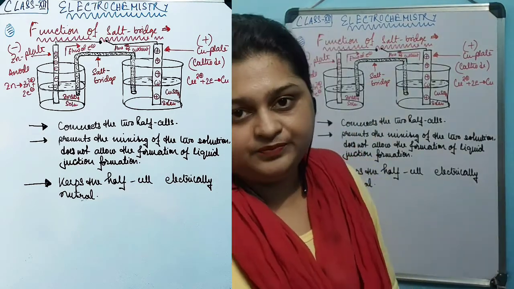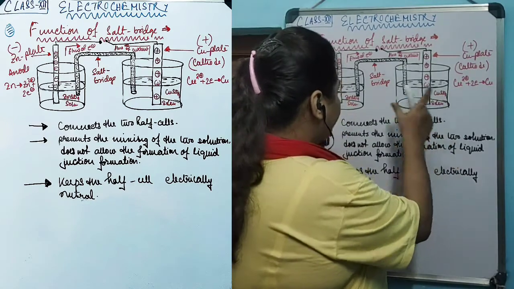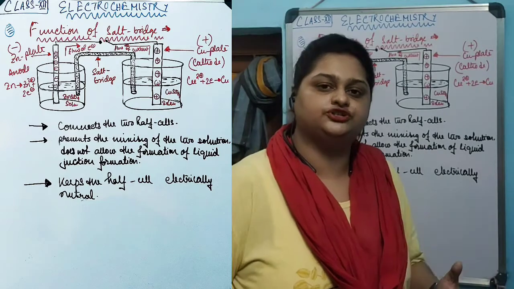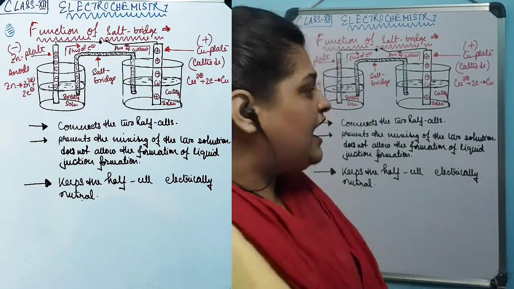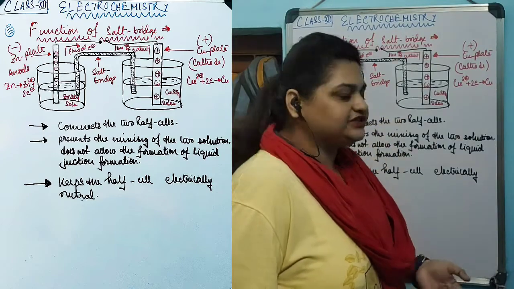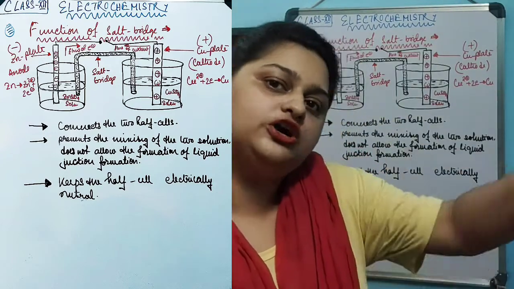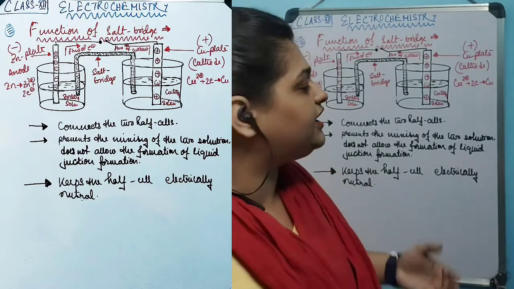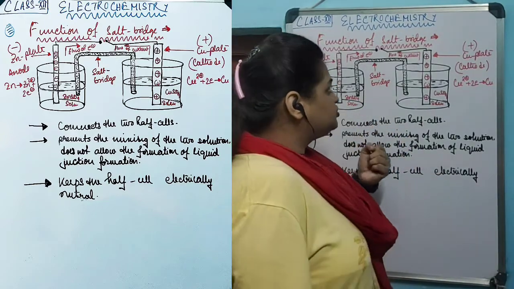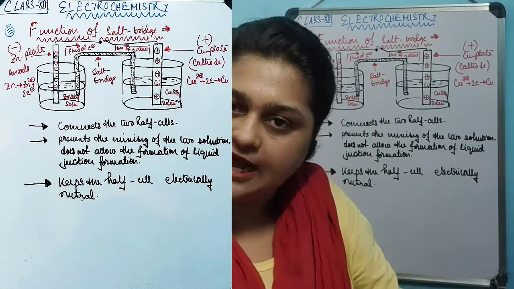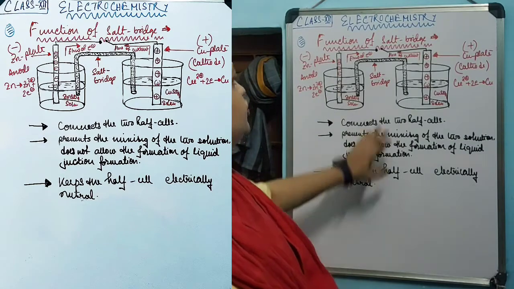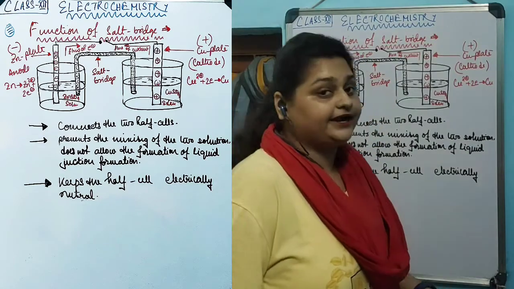As a result, the previous hindrance that was created after some time due to the spontaneous reaction can be prevented, and the reactions happening in these two half cells will continue for a longer period of time, and we can generate electricity via this kind of cell construction for a longer period of time. These three are the main functions of the salt bridge.